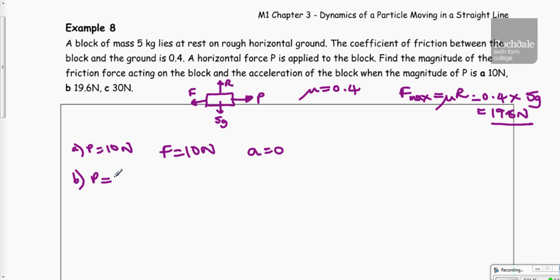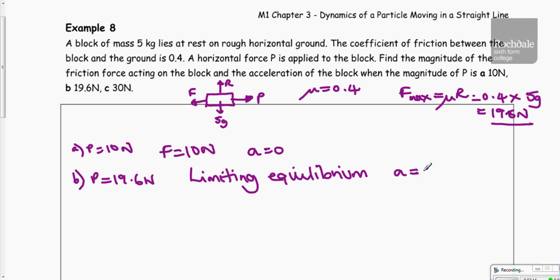When we get to P equals 19.6, we're in a situation that we call limiting equilibrium. Equilibrium is when a particle is either stationary or moving at a constant speed and the forces on it are balanced. Now in this case we've got 19.6 newtons acting forward and we've reached our maximum value of friction, so 19.6 acting backwards as well. They balance each other out, so the object would still stay stationary, it wouldn't accelerate, but it's just on the point of moving. And that comes up quite a lot in exam questions where we talk about an object that's on the point of motion, and that's what we mean by limiting equilibrium.